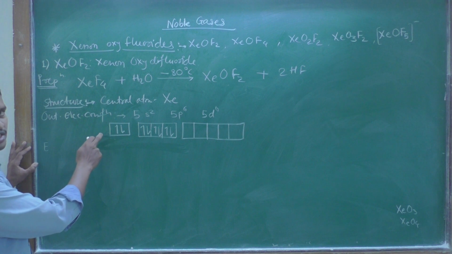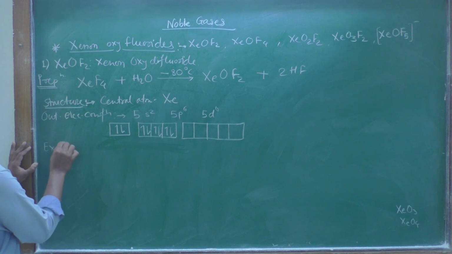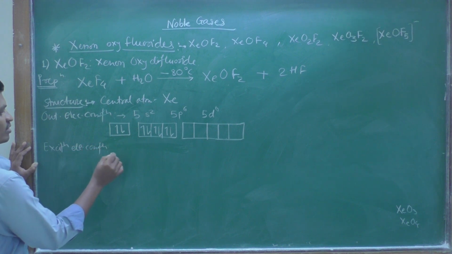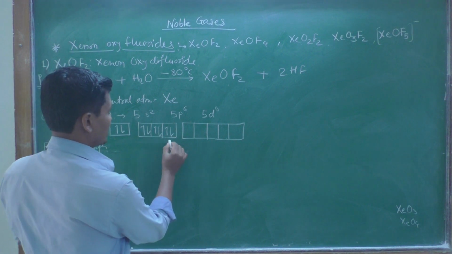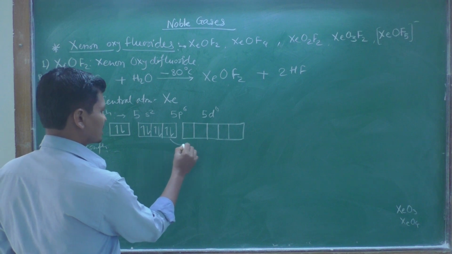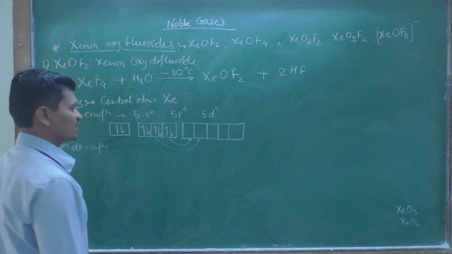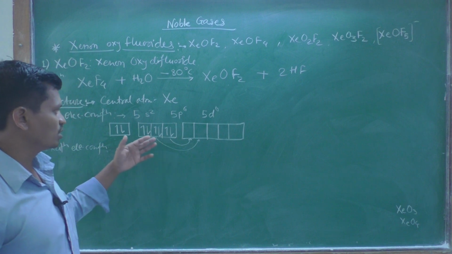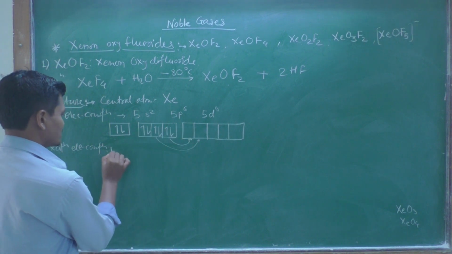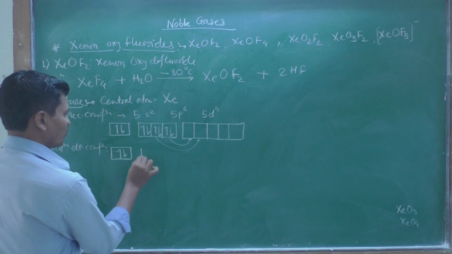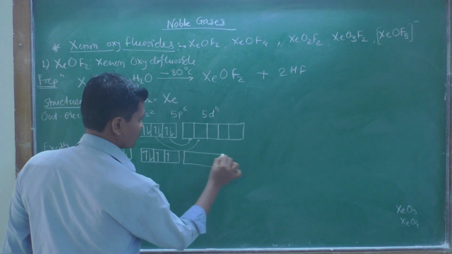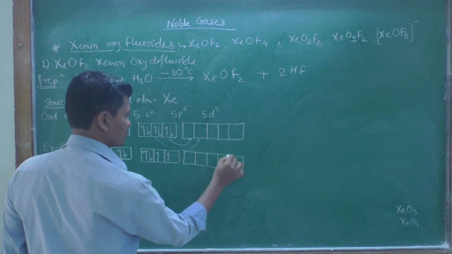Now this ground state xenon undergoes excitation, and the excited state electronic configuration will be like this. This electron and this electron from the p subshell get excited to the empty d orbital, and hence our configuration will become 5s2, 5p4 and 5d2, 1 2 3 4 and 5.